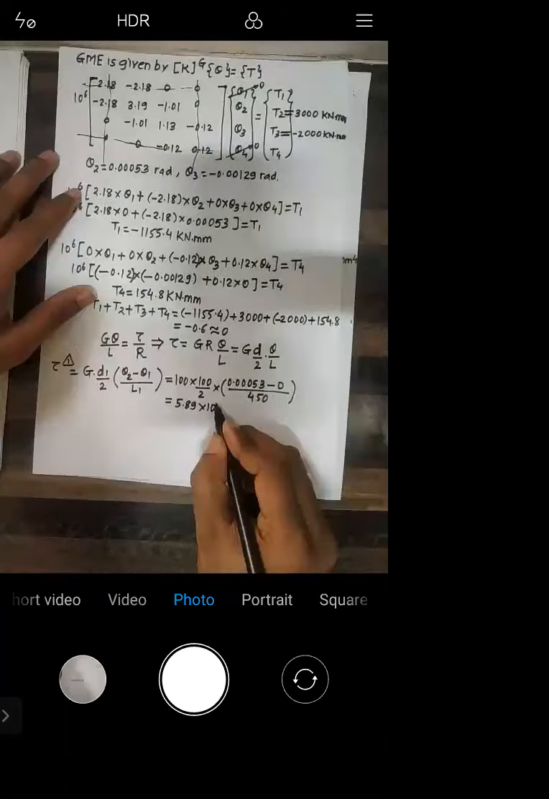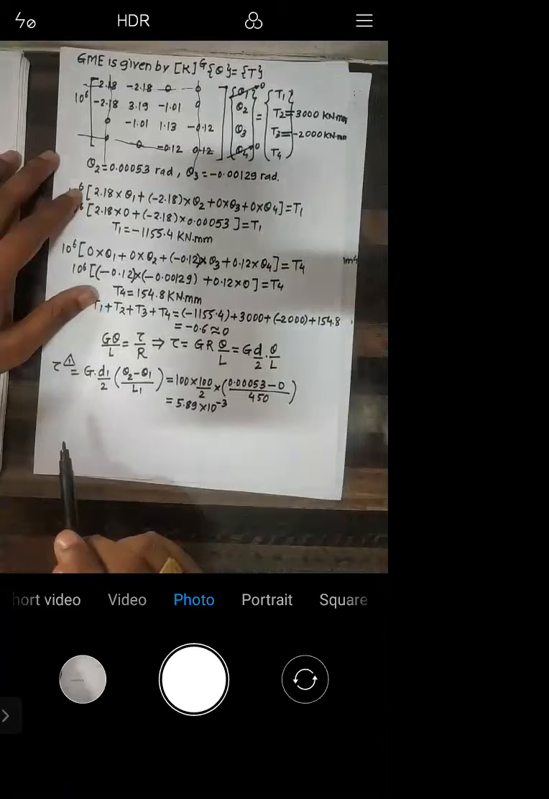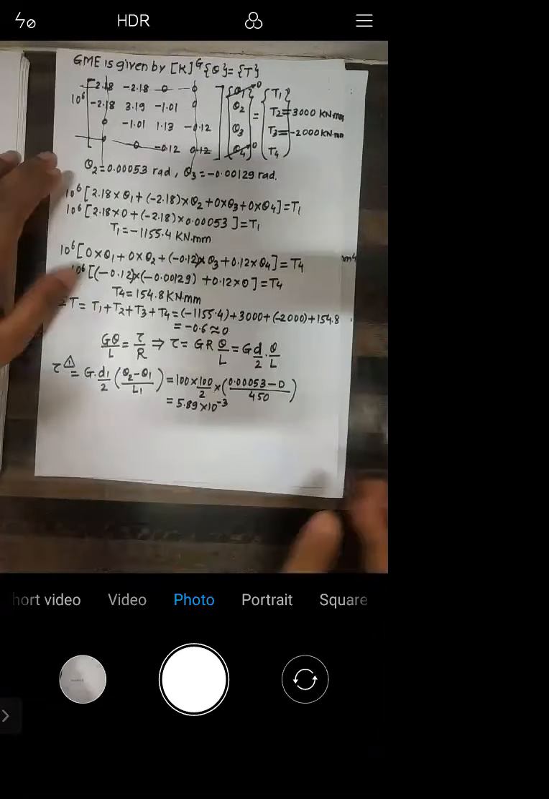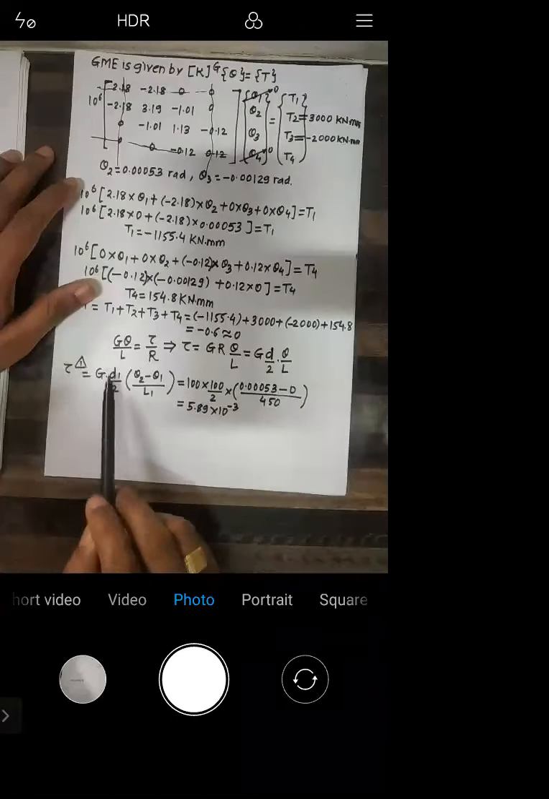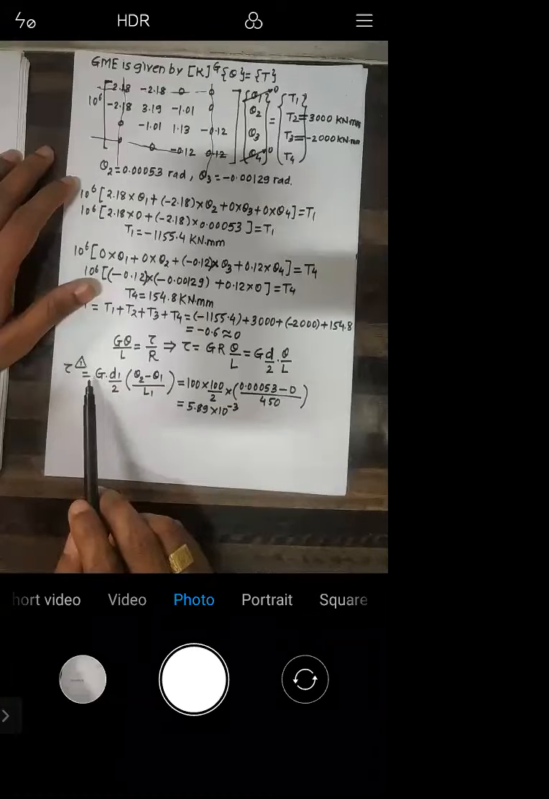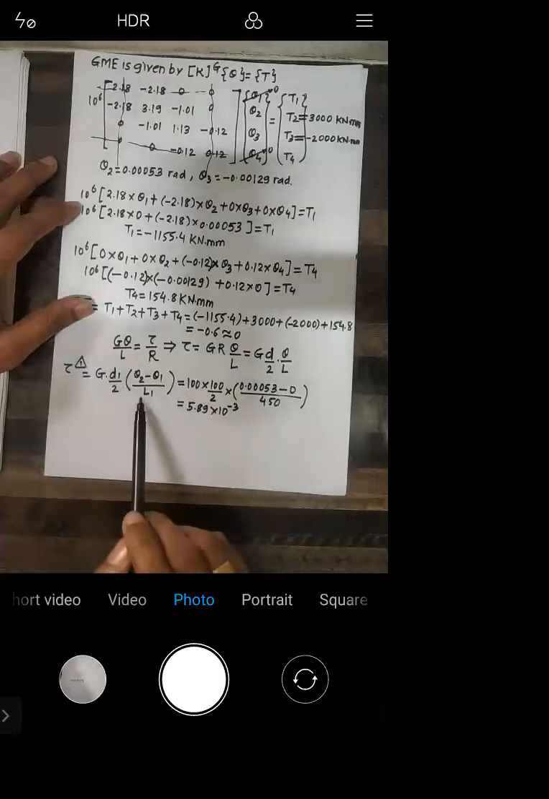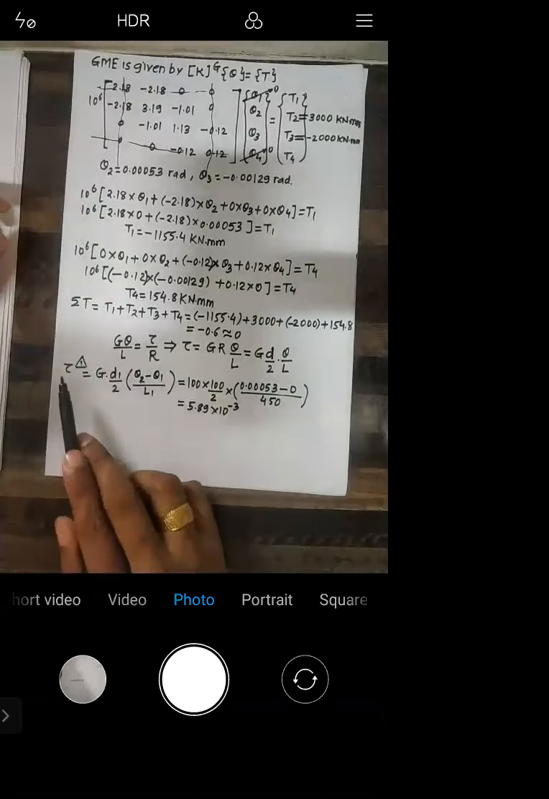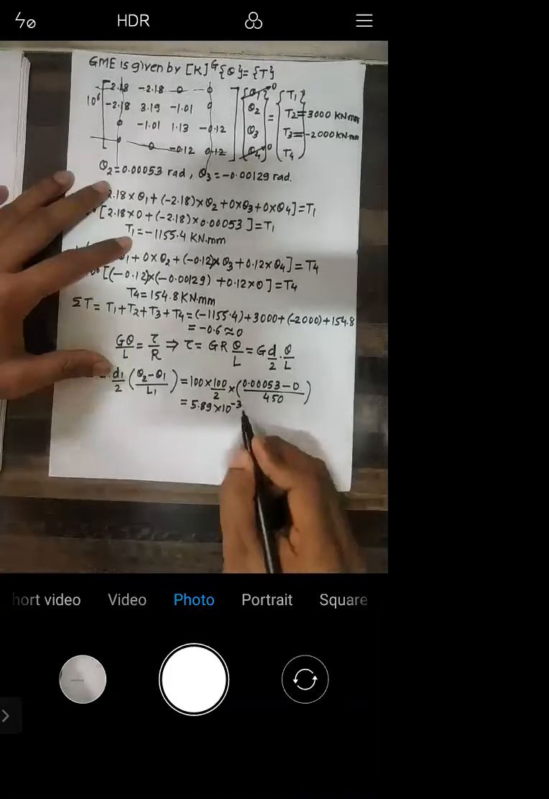And what is the unit for this one? Tell me, what is the unit for stress? The unit for stress is the same as the unit of G, gigapascal. See, what is the unit for diameter? mm. What is the unit for length? mm. They get cancelled, right? And what is the unit for theta? It is radian, which we never write. So the unit for shear stress will be that of G only, that is gigapascal. Is it okay?